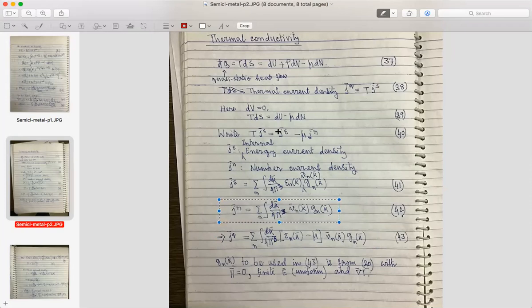So now I plug these two expressions into equation 40. J epsilon involves an epsilon, and there is a mu Jn term here. When I put those in and take the difference, I can write JQ, which is the left-hand side here. The JQ turns out to be the integral over k of epsilon minus mu, times Vn Gn.